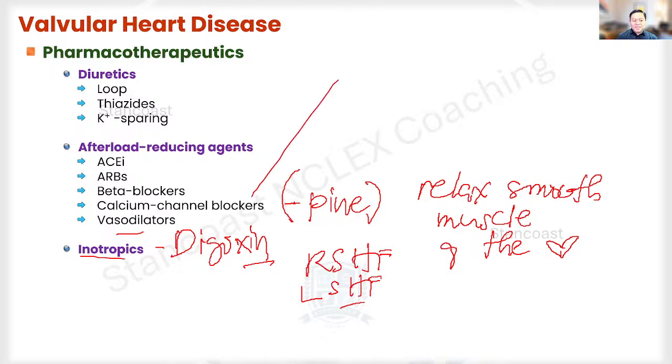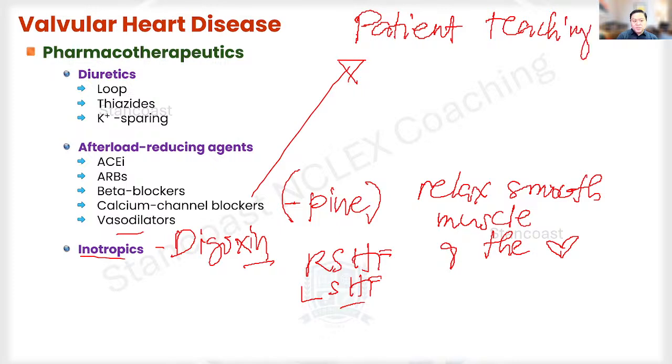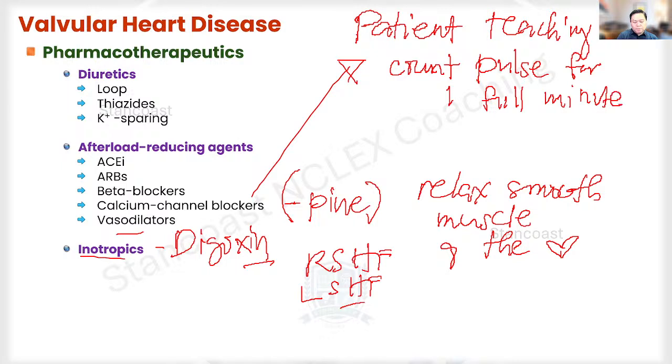And so you might be asked in the NCLEX regarding how to teach the patient when they are self-administering the medication at home. What will be your patient teaching? So make sure that you instruct them to count their pulse for 1 full minute. All right? Make sure that they do that. Not to do the 15 seconds and multiply by 4. No, that would not be ideal, guys.